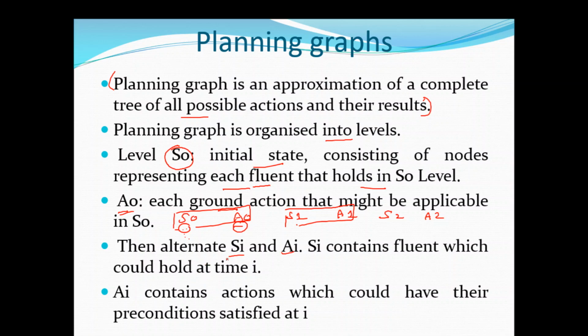Right. So there will be alternate Si and Ai. Si contains fluents which can hold at time i. So any Si you take represents fluents which are true at time i. And Ai contains actions which could have their preconditions satisfied at i. So this action can be taken if some precondition at Si is satisfied. That's what each Ai represents.